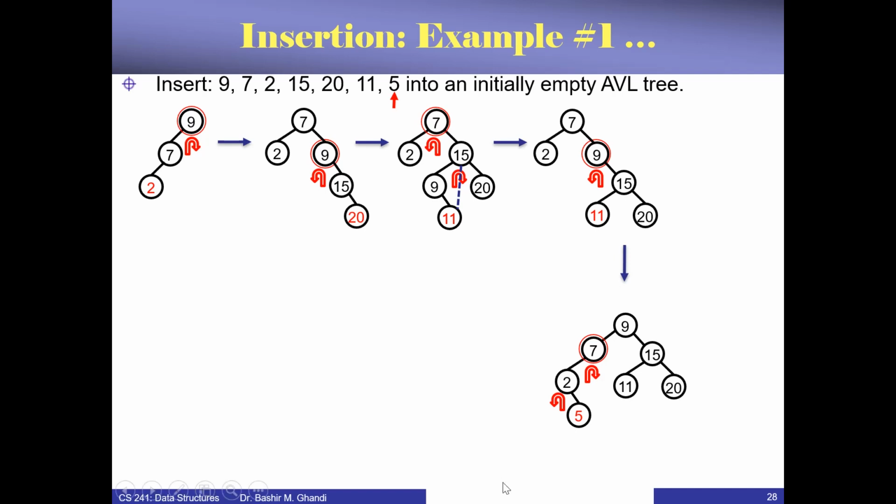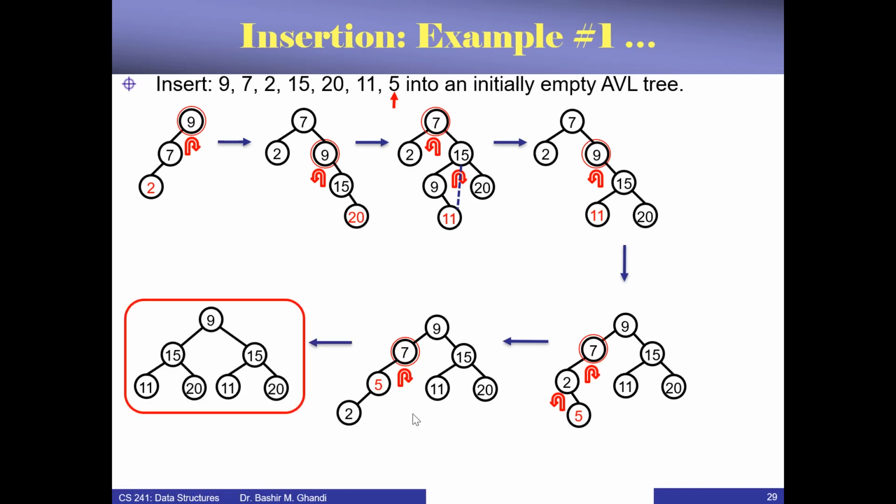So if you rotate 2 to the left, basically 5 moves up to replace it, and 2 goes to its left. Okay, so this is what you end up with after the left rotation. And the last step is to rotate 7 to the right. If you do that, 5 will move up to replace it, and 7 will go down to become its right child. So this is the final answer for this problem.